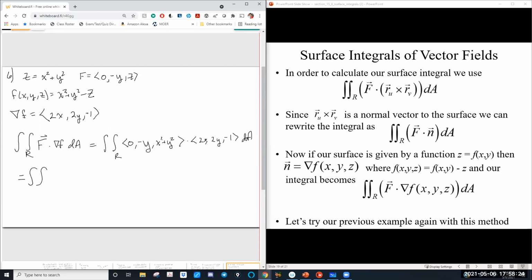So we're going to have the 0, we're going to have negative 2y squared. And then here, x squared plus y squared times a negative 1 gives a negative x squared plus y squared, which was the negative z we had earlier. And finally, distribute that negative. You can combine the y squared terms. You get negative 3y squared minus x squared.